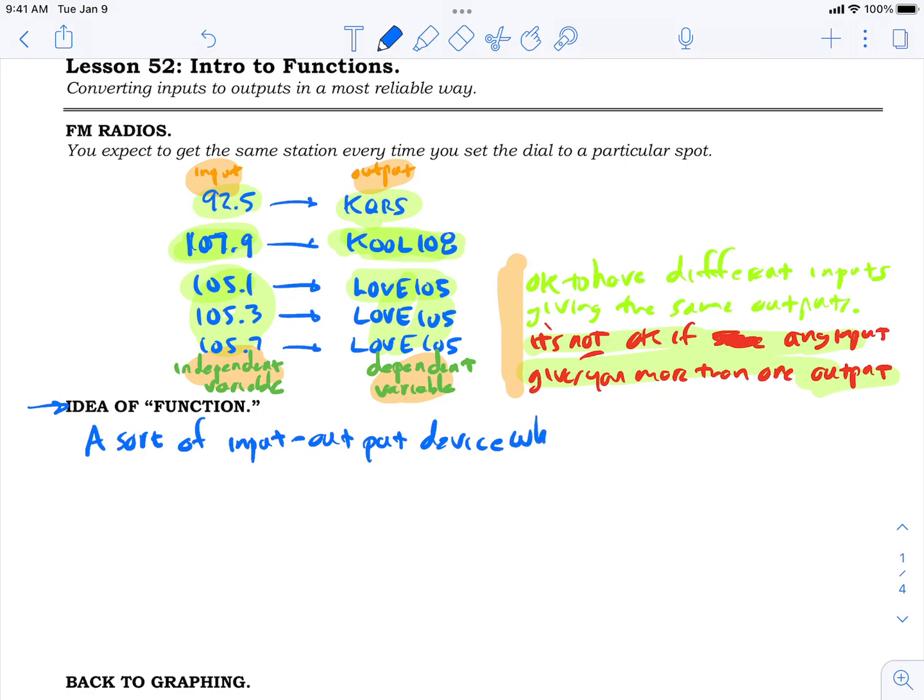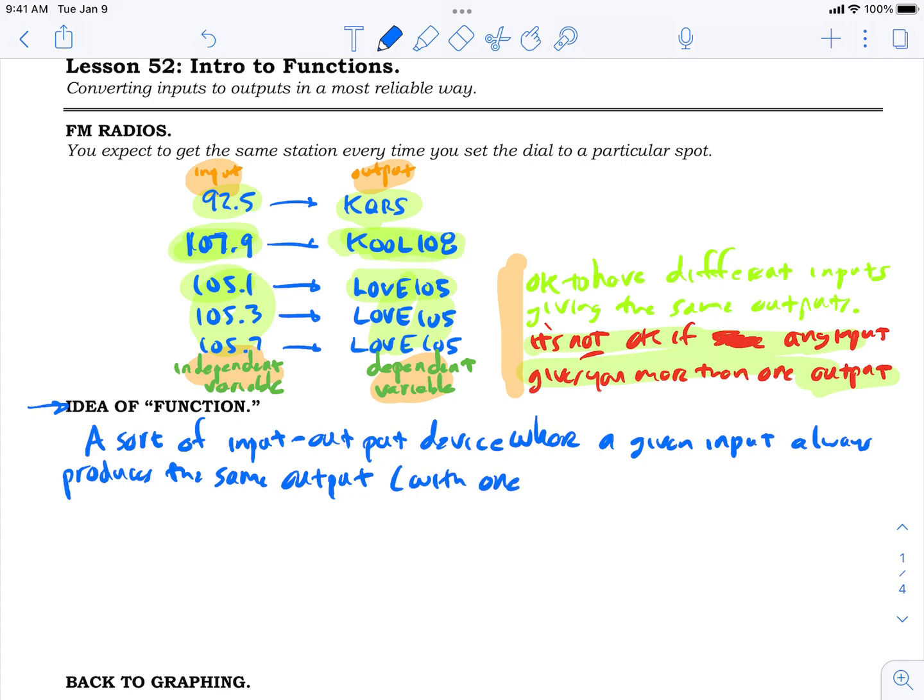where a given input, whatever you hand into the box, so to speak, always produces the same output. It always produces the same output with one output per input. We might want to add that. You only get one radio station when you set the dial there. You're not supposed to get two at the same time, or get a different one today and tomorrow or whatever, with one output per input.